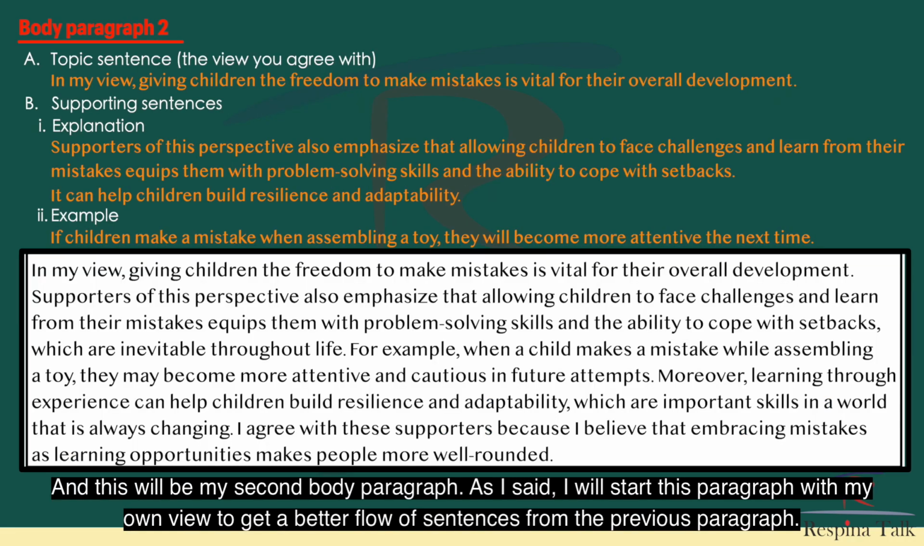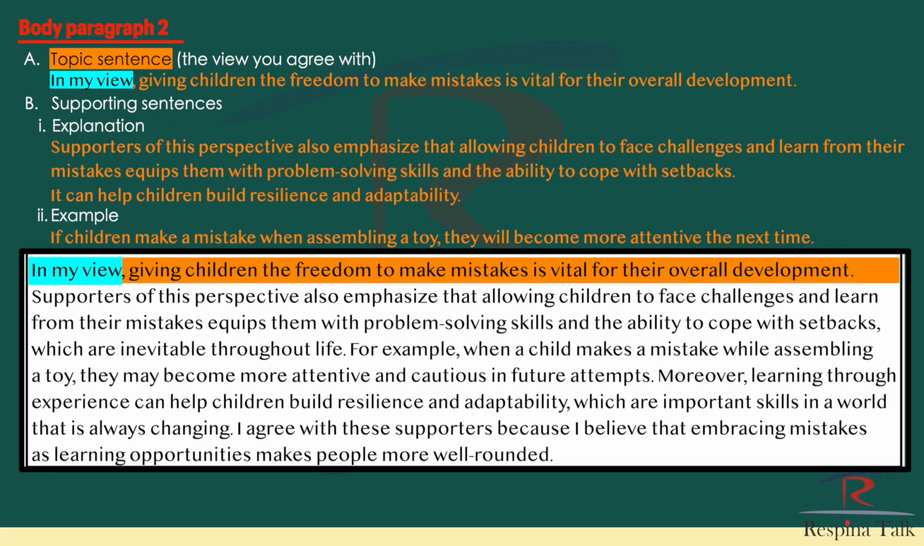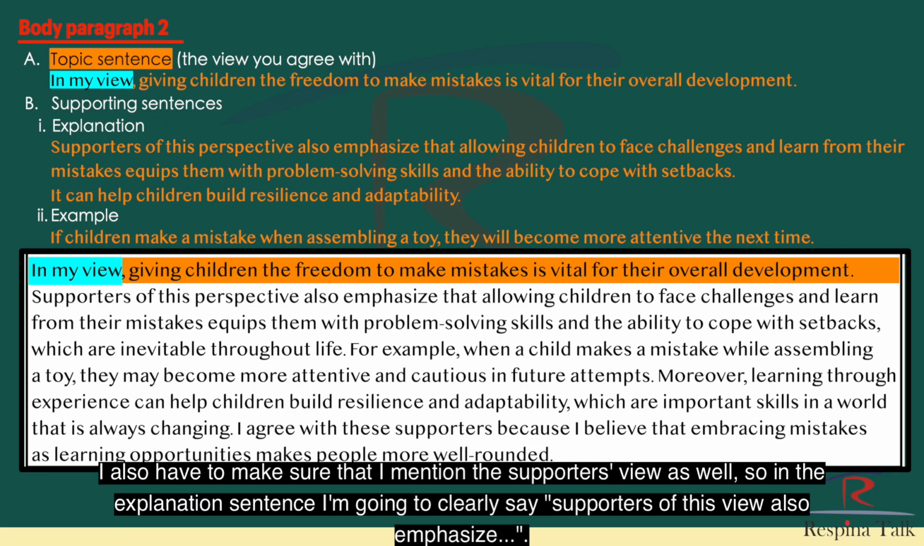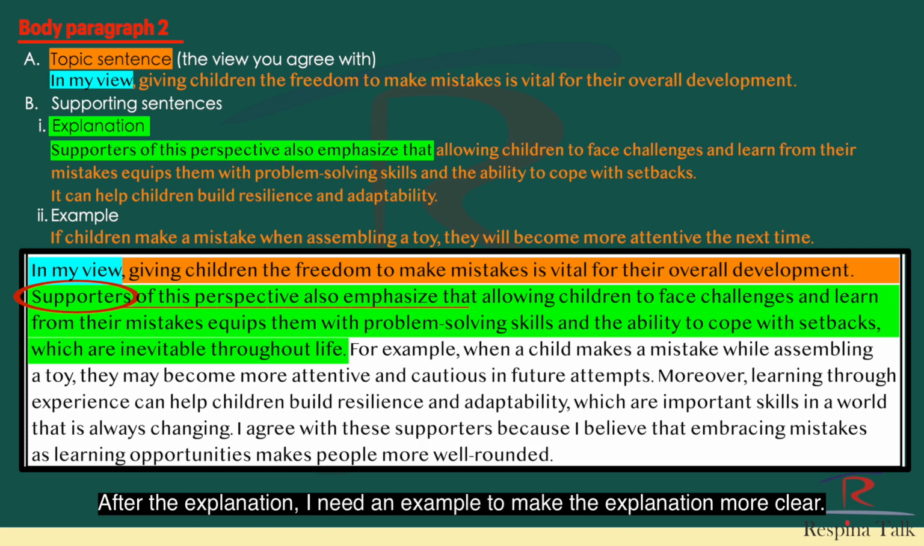And this will be my second body paragraph. As I said, I will start this paragraph with my own view to get a better flow of sentences from the previous paragraph. I also have to make sure that I mention the supporter's view as well. So in the explanation sentence, I'm going to clearly say, supporters of this view also emphasize blah, blah, blah. After the explanation, I need an example to make the explanation more clear.